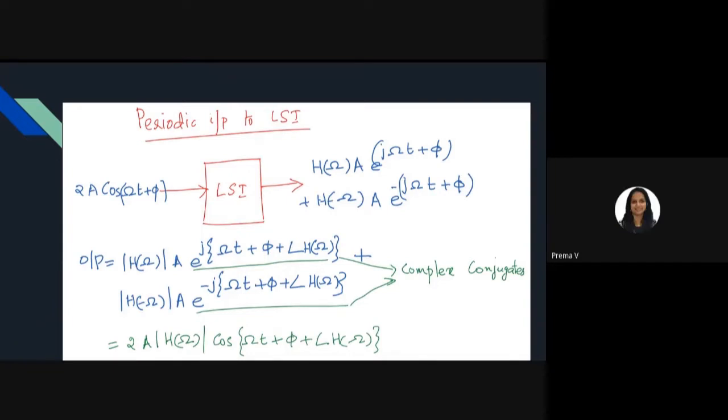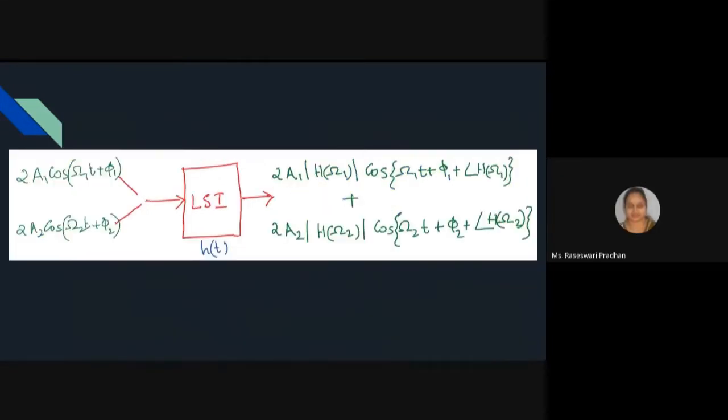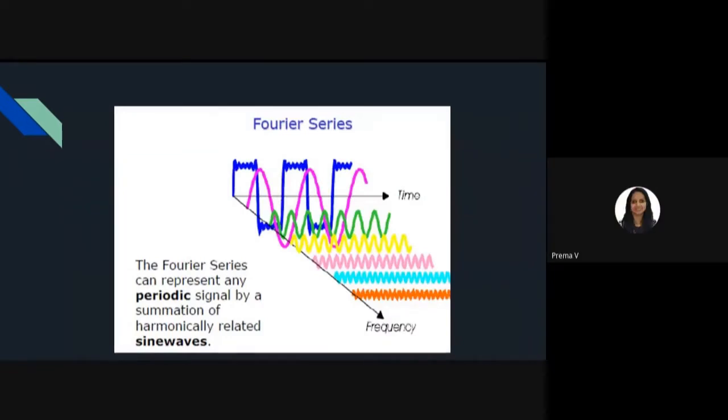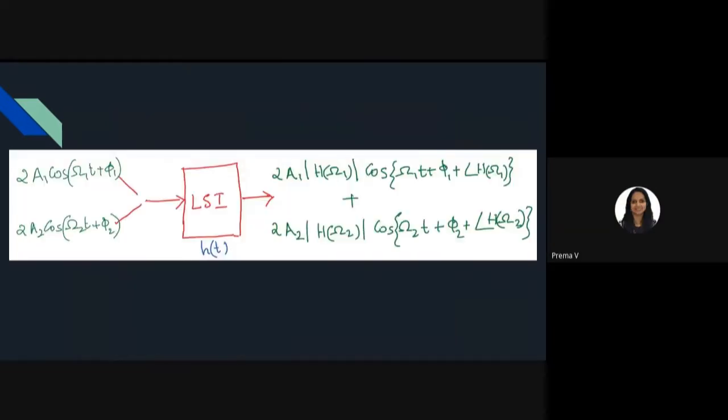Now let us look into the situation where we are applying a sum of two sine waves of different frequencies. So far we were talking about two waveforms of the same frequency. Now let us talk of two phasors or two waveforms of different frequency.